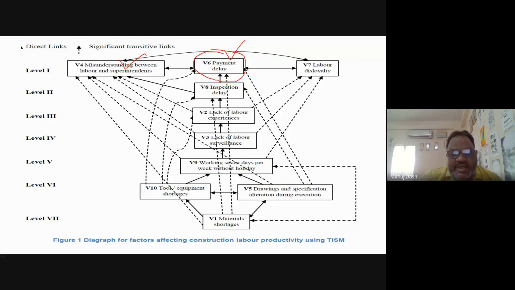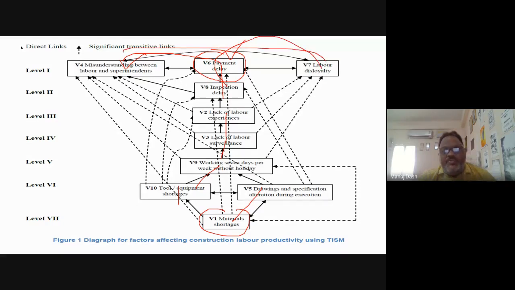When he applied ISM, he understood the most problems started from material shortage. That will lead to a problem in drawing and specification tools, which will lead to a delay, by which the labor surveillance, the labor experience, and inspection are delayed, by which there is a payment delay. And payment delay means misunderstanding between labor and superintendent, and labor are called disloyal.